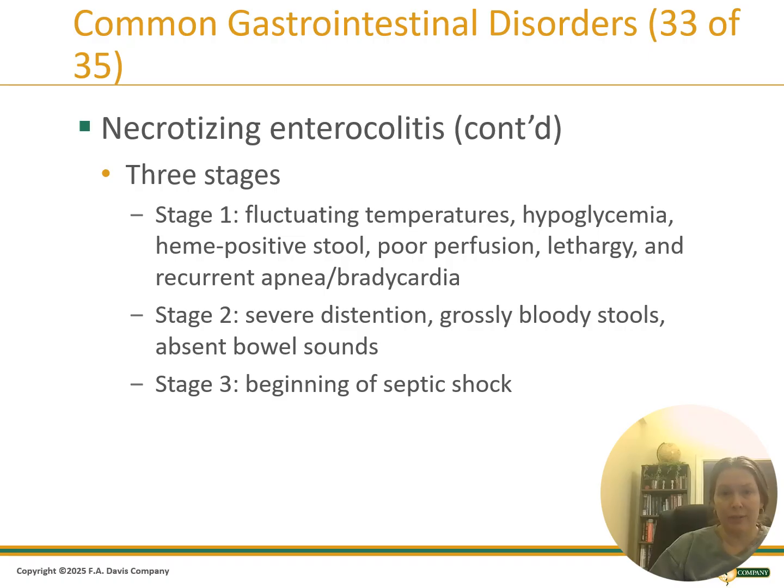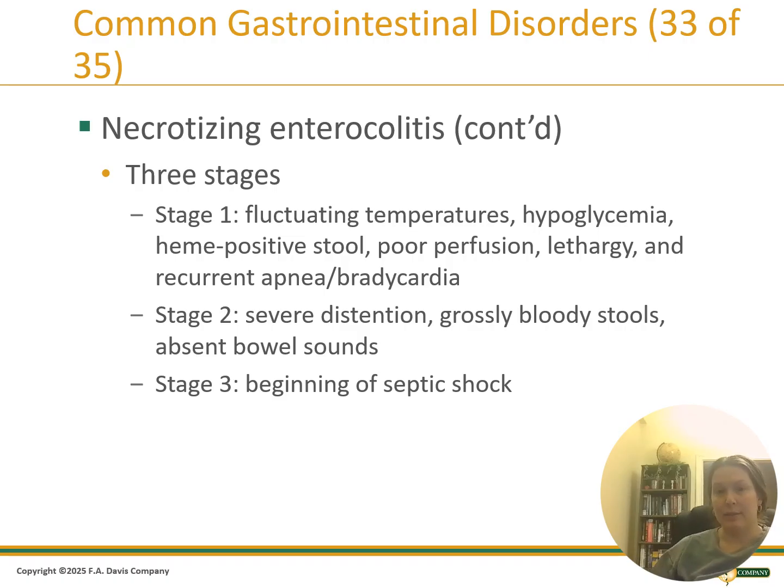Alrighty, so our 3 stages of this. Stage 1, we can expect to have fluctuating temperatures in our infant, episodes of hypoglycemia, heme-positive stools, poor perfusion, lethargy, and then recurrent apnea and bradycardia. So it's going to be more of your subtle signs.